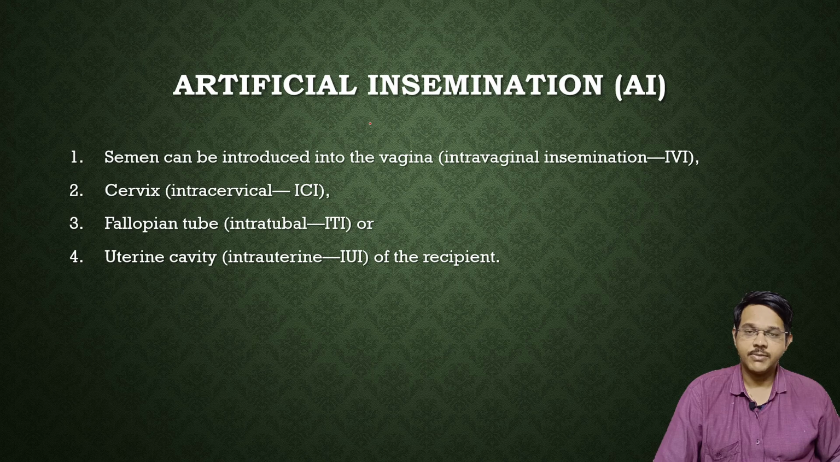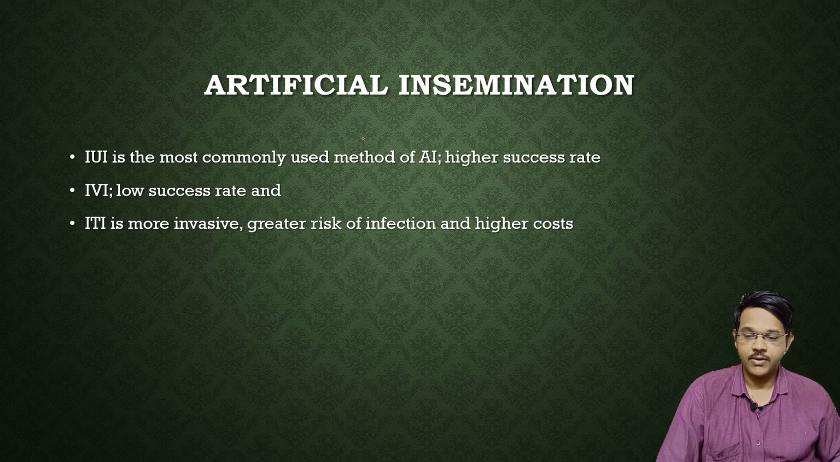Artificial insemination, based on where the semen is introduced, can be intravaginal insemination, where semen is introduced into the vagina. It can be intracervical, where it is introduced in the cervix. It can be intratubular insemination, where it is introduced into the fallopian tube, or intrauterine insemination, where it is introduced into the uterine cavity of the recipient. Intrauterine insemination is the most commonly used method and it has the highest success rate. Intravaginal insemination has a lower success rate, and intratubular insemination is more invasive with a greater risk of infections.